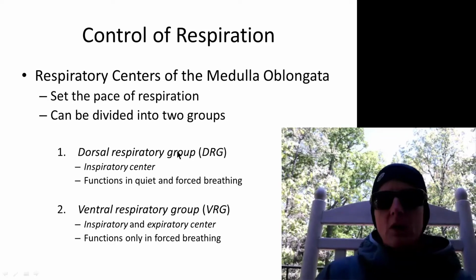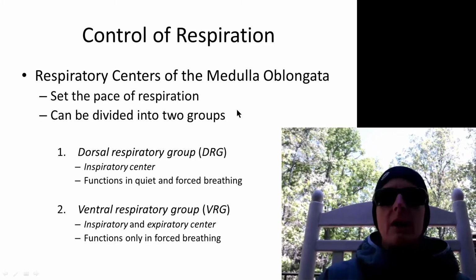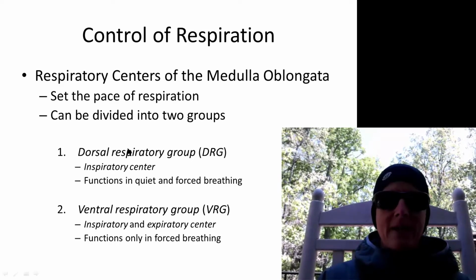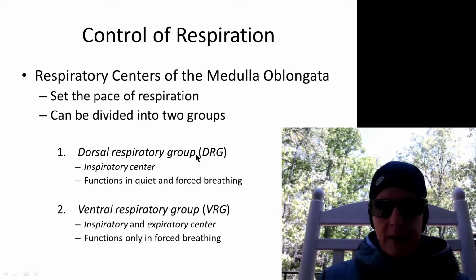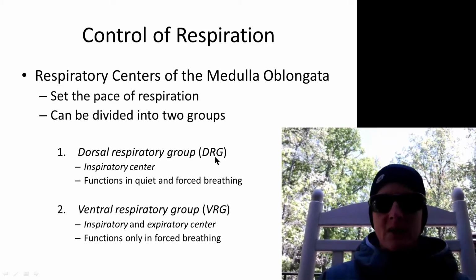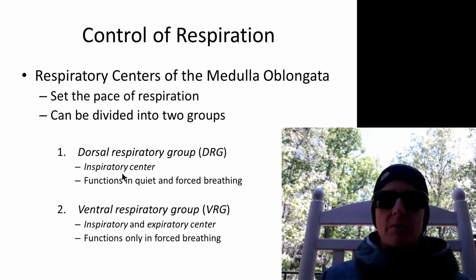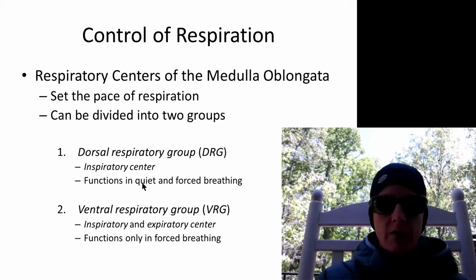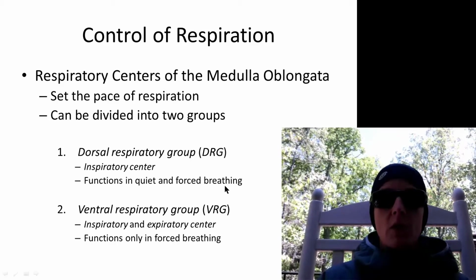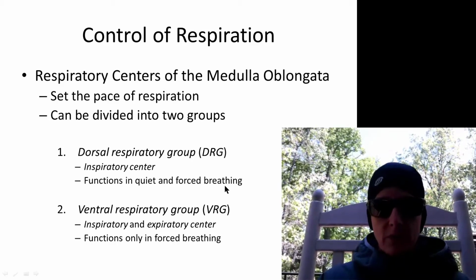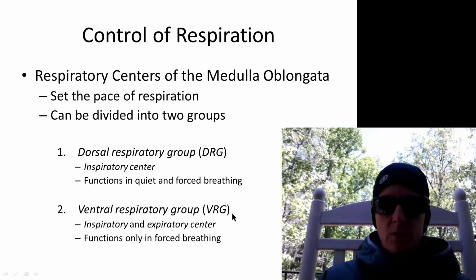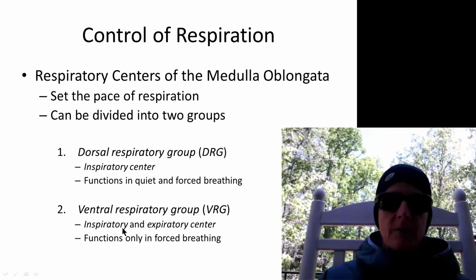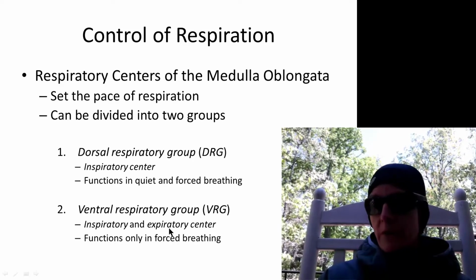All right, so when we look at the medulla oblongata and we look at our respiratory center, our respiratory rhythmicity center, we'll find that we have a dorsal respiratory group. And this is going to be responsible for inspiration. This is going to function both in quiet breathing when just the diaphragm and the external intercostals are involved, as well as forced breathing when we start recruiting some of these other accessory muscles. The ventral respiratory group is only going to come online when we have forced breathing. It has both an inspiratory and an expiratory center.